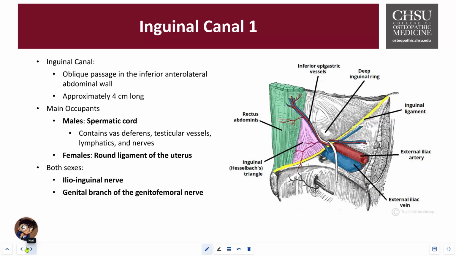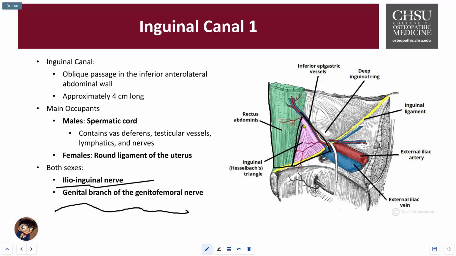And regardless of the sex, you have both the ilioinguinal nerve and the genital branch of the genitofemoral nerve that transpasses through this region. So don't forget, these are 2 key nerves that branch through this area. And on the right, you can see a picture showing you the inguinal Hesselbach triangle, shown in purple. The rectus abdominis muscle is right left to it. And then over here, the inguinal ligament, shown in yellow, passes through the bottom inferior region of the triangle.